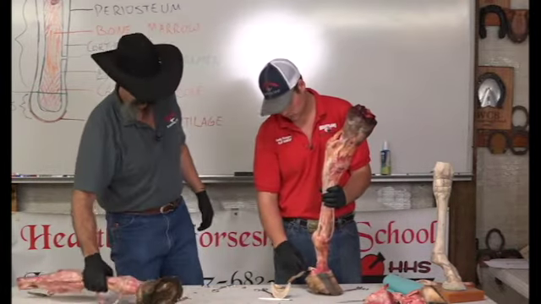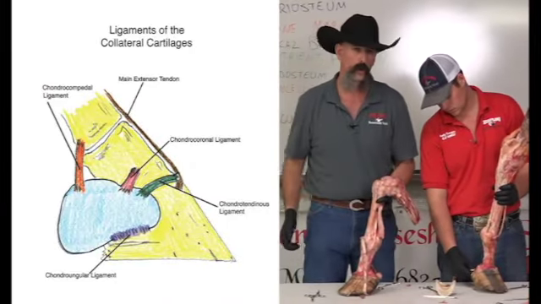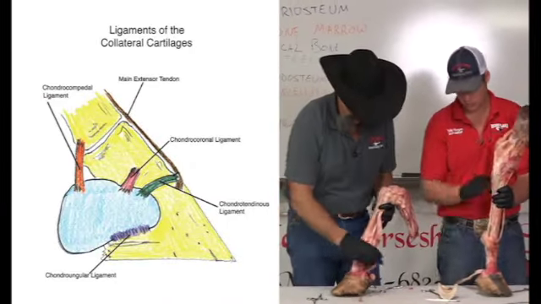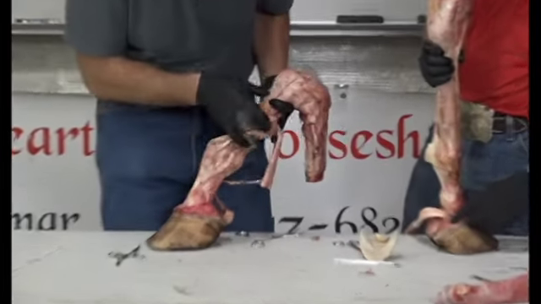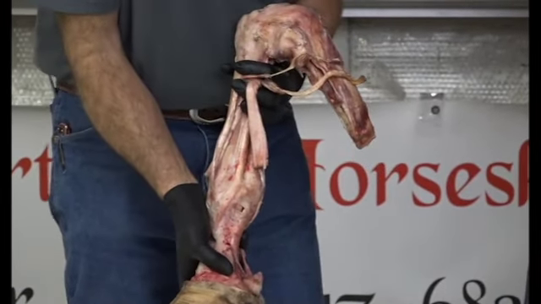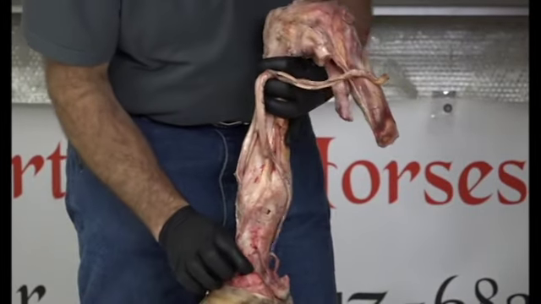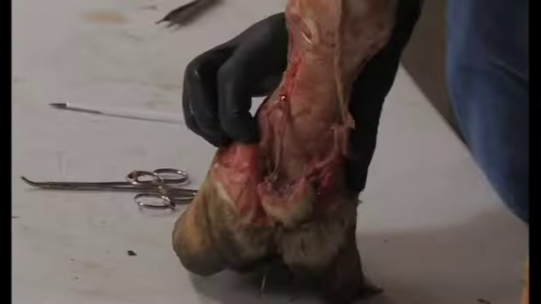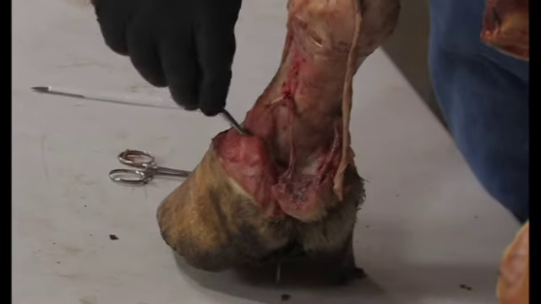The next 4 are going to be chondro ligaments. The word chondro is the root word for cartilage. So the collateral cartilages are off the wings of the coffin bone, and here is a collateral cartilage. You can see how this material flexes right there. So that's a cartilaginous tissue that's coming off the wings of the coffin bone. My chondrocompedal is the collateral ligament that connects that to distal P1. So it's right under there.